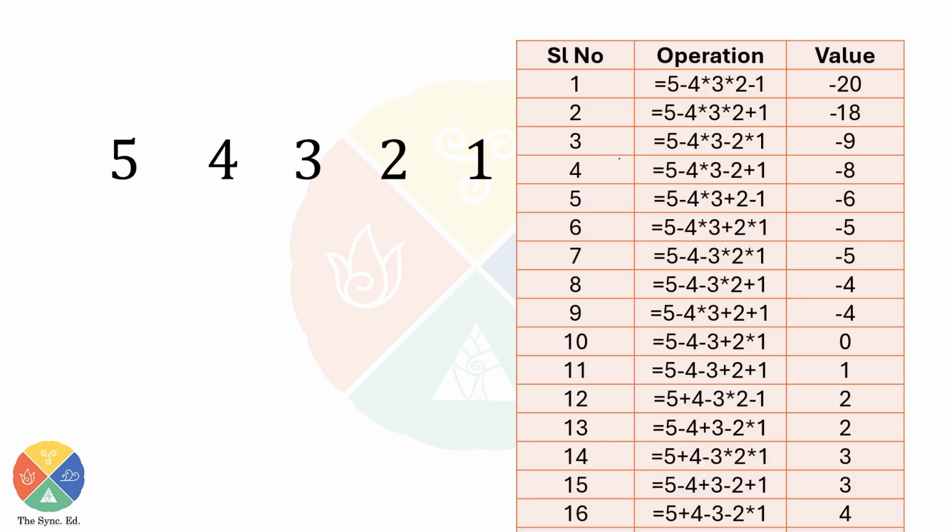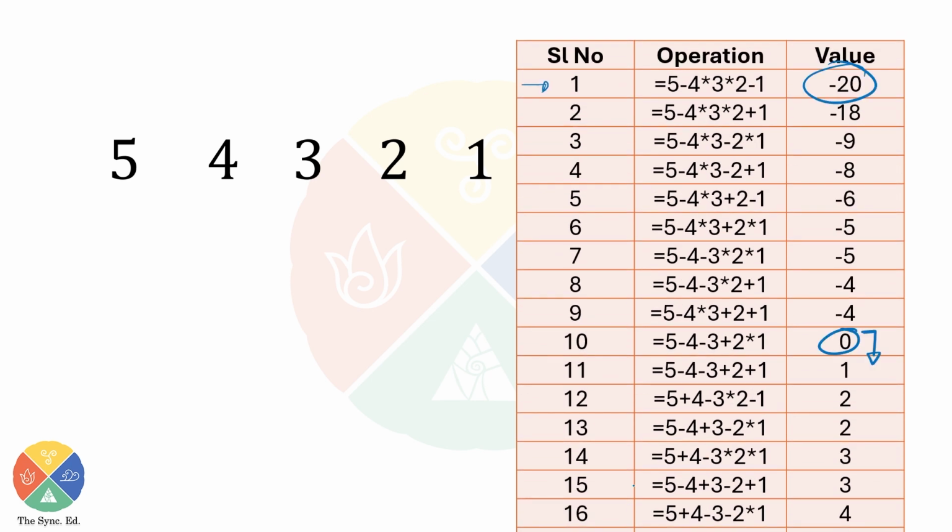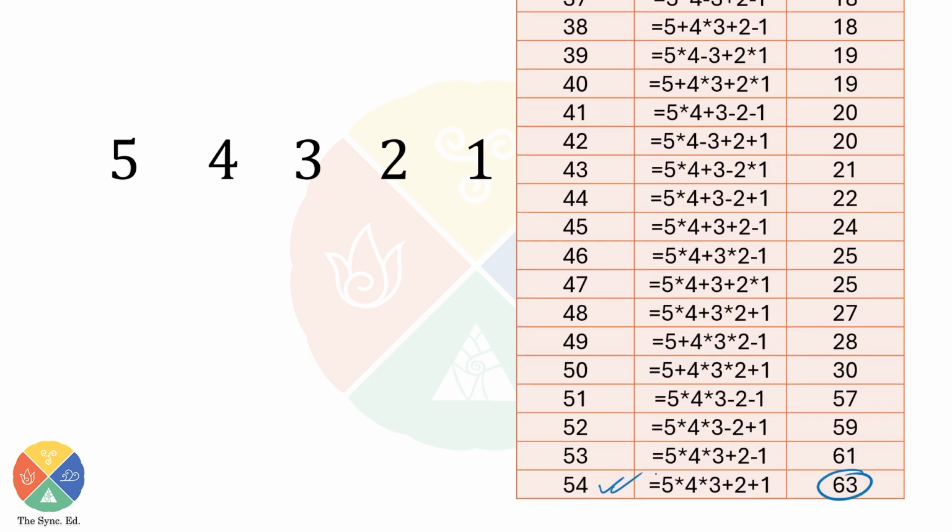So I have made a simulation also, finding all the possible values. You can see the most negative minimum value is minus 20. Is that the same value which we also got? I think so. And we are achieving 0. The smallest non-negative value is 0. And if you go further, you will find the highest value is 63. Total 54 combinations are there. You can pause this video to analyze all of these combinations, but this many possibilities are there.